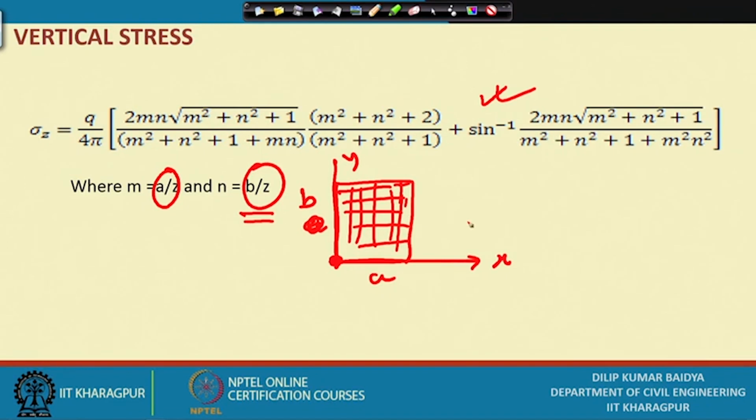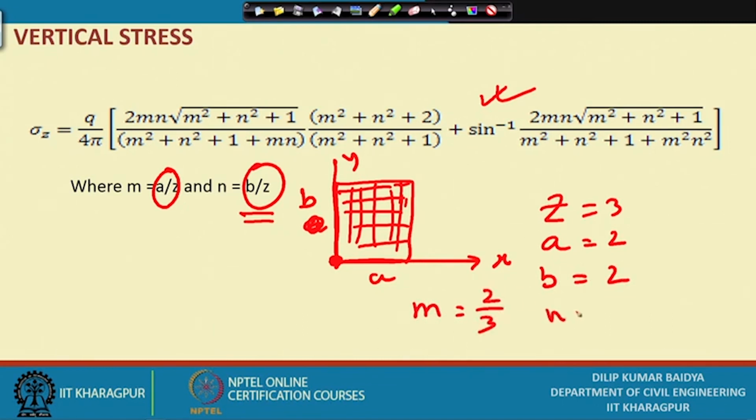I know a and b, and suppose z is given as 3 meter, a is given as 2 meter, and b is given as 2 meter. In that case, I have to find m, which is a by z, so 2 by 3. n is also equal to b by z, b also 2, so 2 by 3. Or if b is something else, then accordingly it will change. So, taking these two m and n values, you have to calculate this.